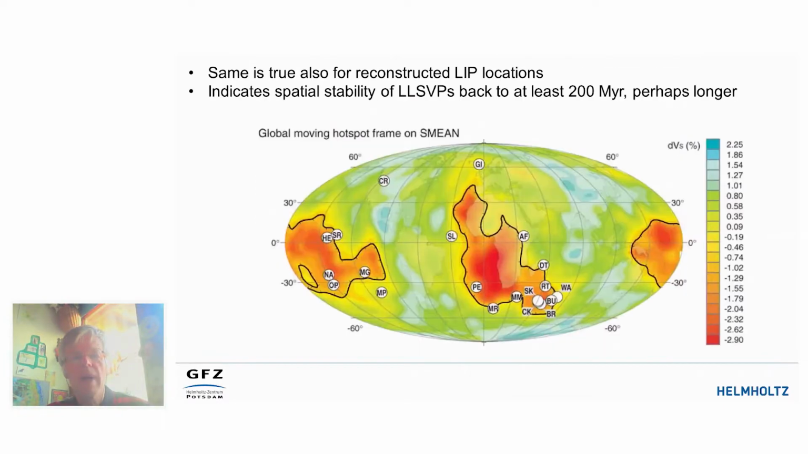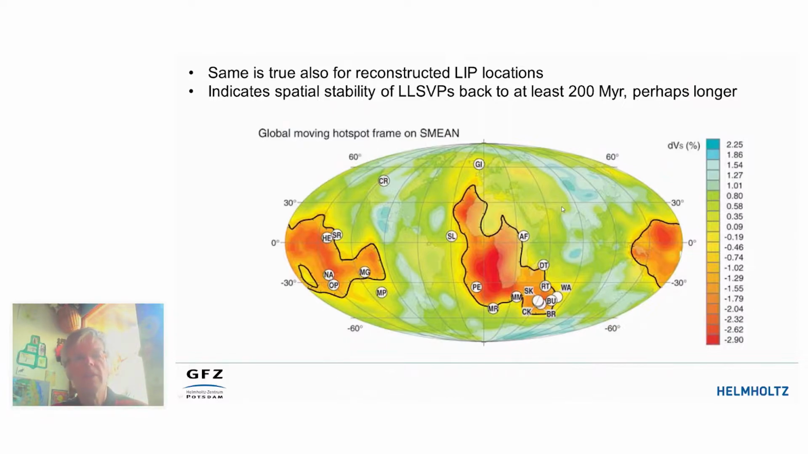Now, in order to go back in time, we don't only look at plumes, but also at the large low shear velocity provinces, and at the large igneous provinces, which probably correspond to the big heads of the plumes. When you reconstruct them to the places where they originally came up, you find that the reconstructed locations tend to be along the margins of those piles, similarly to plumes, right?